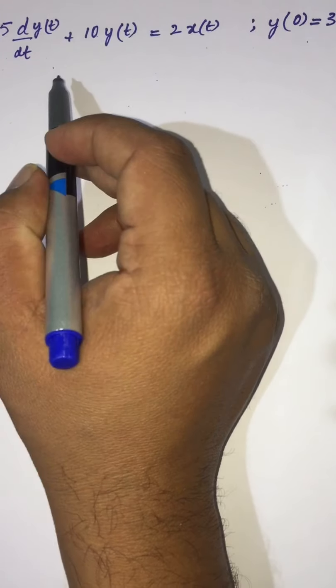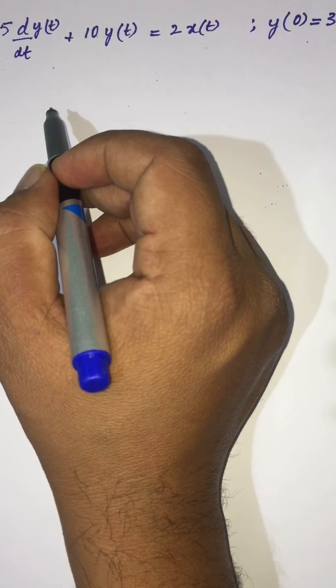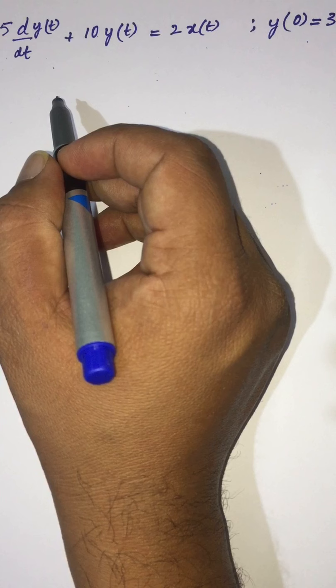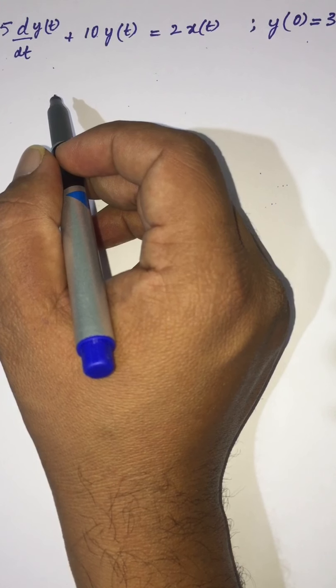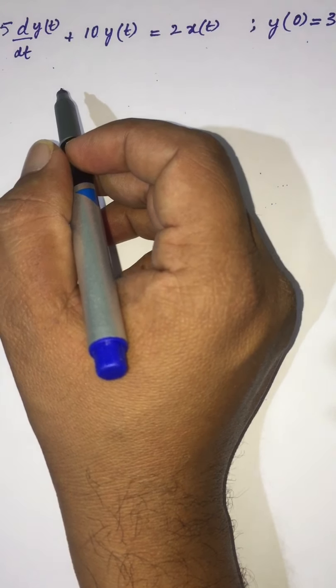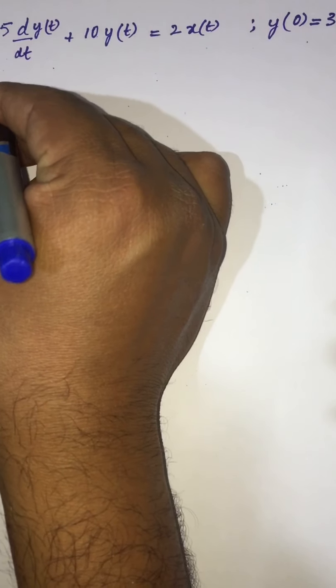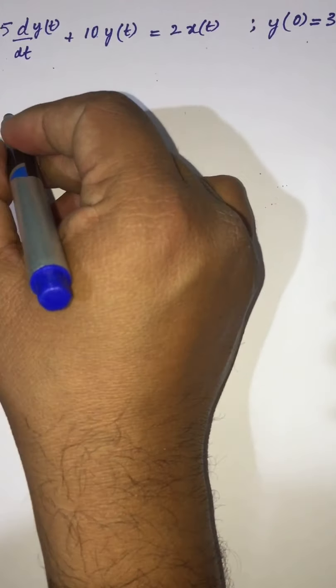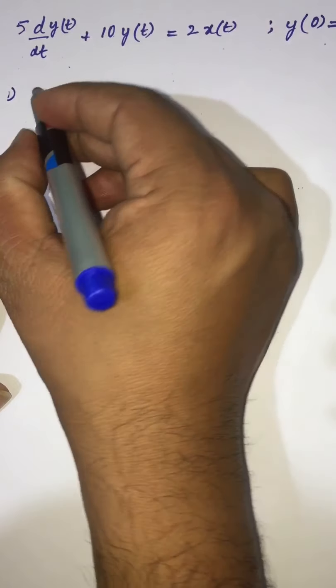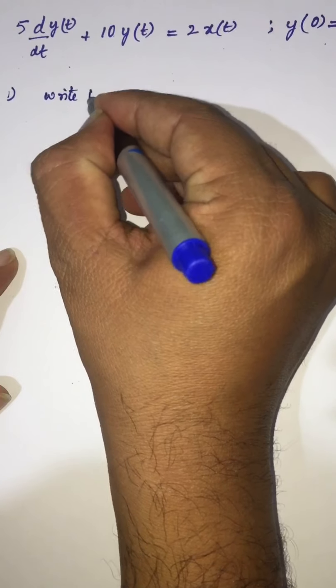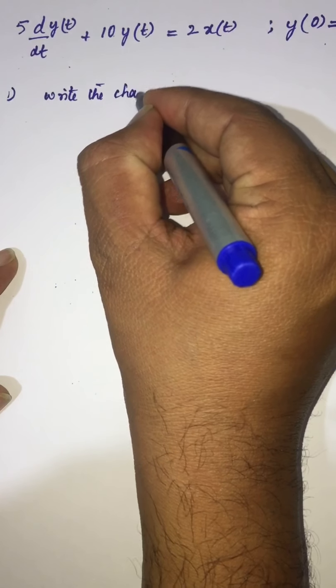Now to get the solution, the first and foremost thing that we are supposed to do is to write the characteristic equation. First step is to write the characteristic equation. I'll just try to mention the steps over here. First step, write the characteristic equation.